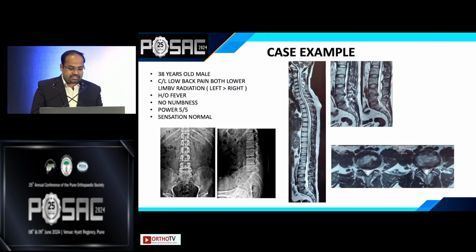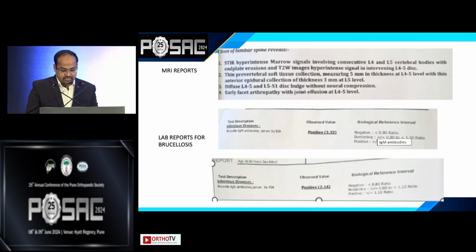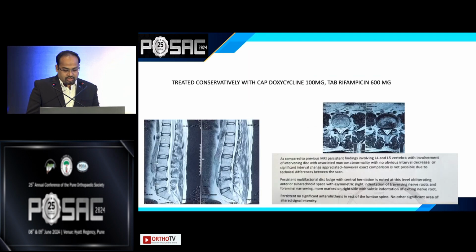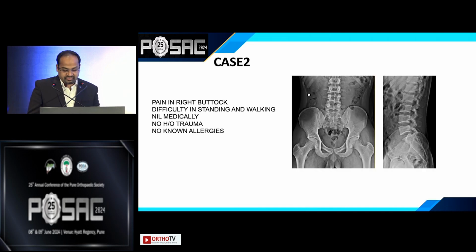So this is the first case, a 38-year-old male complaining of low back pain with left more than right lower limb radiation. There was a history of fever. Power and neurology were normal. We diagnosed L4-L5 spondylodiscitis, and IgG and IgM were positive for the same. We treated the patient conservatively with doxycycline 100 mg and rifampicin 600 mg, started after the biopsy.